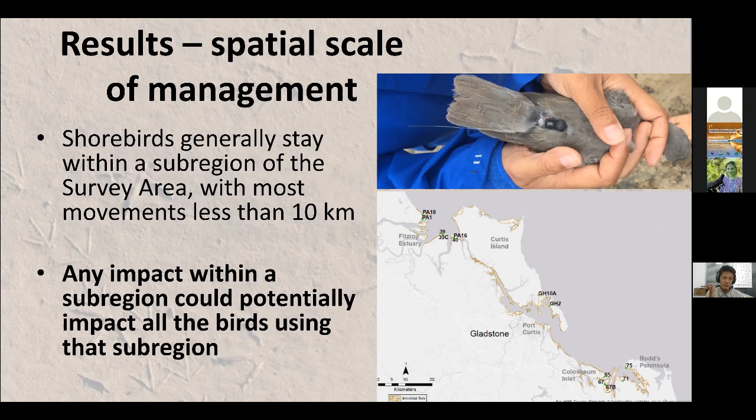So that's one of the other reasons why we should do more resighting work, in addition to what Marcel said before about estimating survival rates. The individually marked birds can tell us quite a lot more than what we once thought.